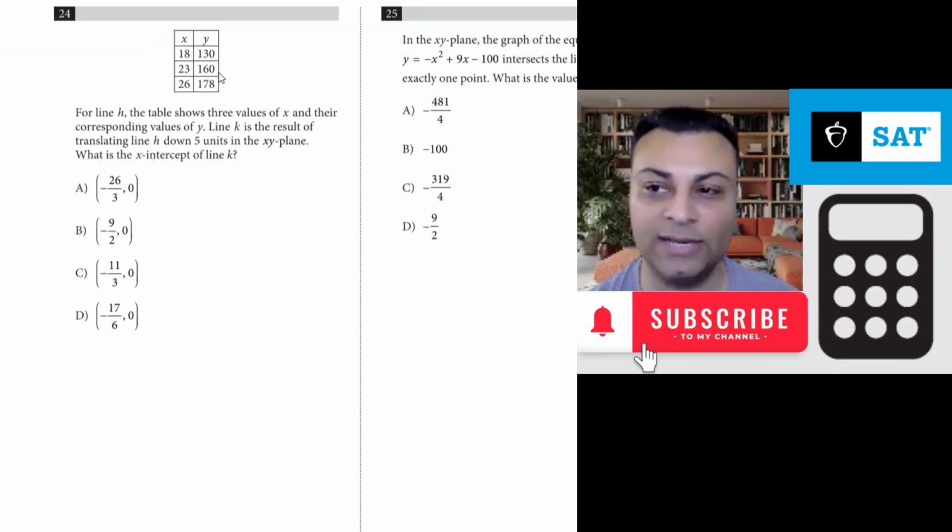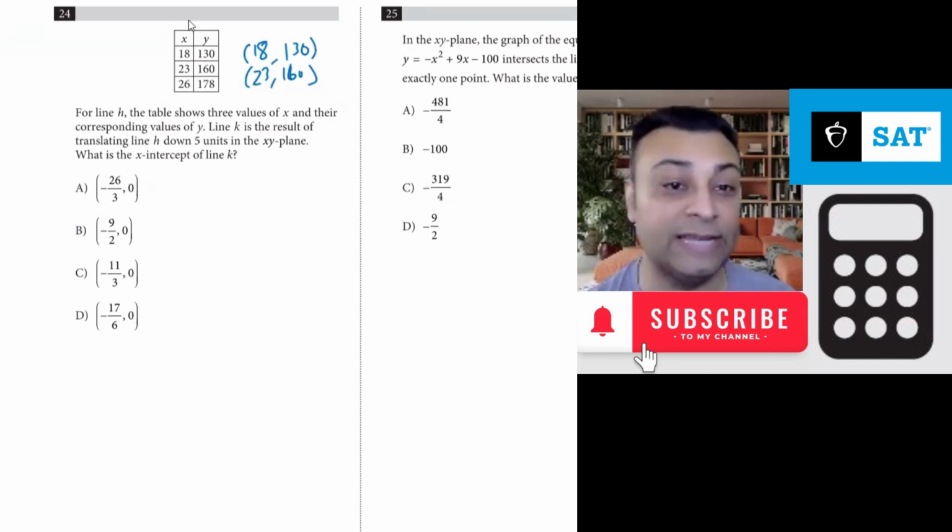So this is line H we have over here. This whole thing is for line H. So what we want to do is get the equation of line H. We're given some points. These are coordinates. These are ordered pairs. This is 18, 130. This is 23, 160, and so on. And we just need 2 points. We don't really need the third one. We just need any 2. So I'll use the first 2.